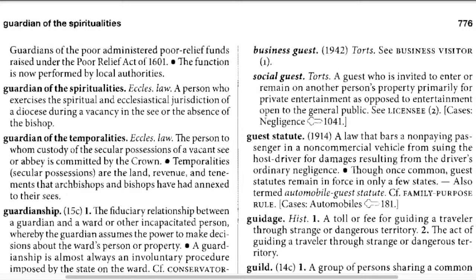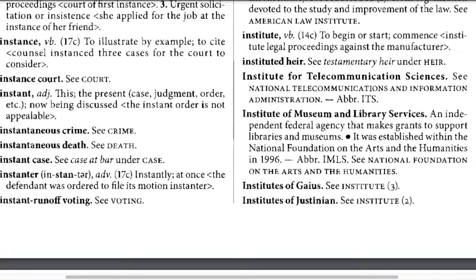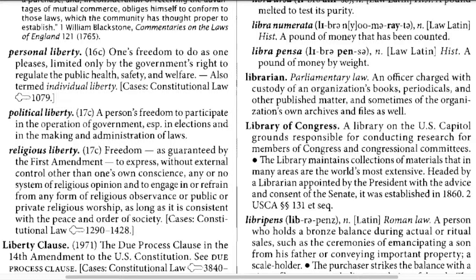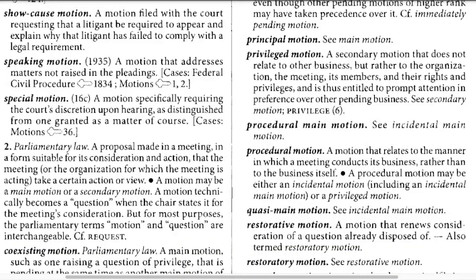Let's see if we get lucky. And as we go along the way, we get the serendipitous benefit of finding some other gems. Social guest: a guest who is invited to enter or remain on another person's property primarily for private entertainment, as opposed to entertainment open to the general public. Wow, a licensee. Social guest. That's interesting. Because we have Jay-Z come perform at your party, and he's a social guest, right? All right, see here. Librarian: an officer charged with the custody of an organization's books, periodicals, and other published material. All right, it's catching up here. We just passed it. There we go.